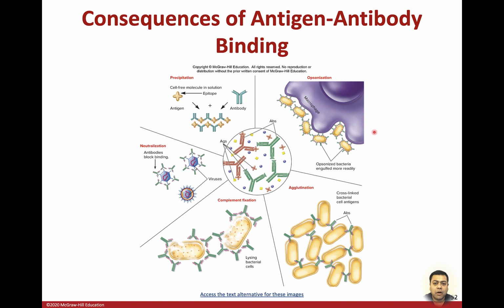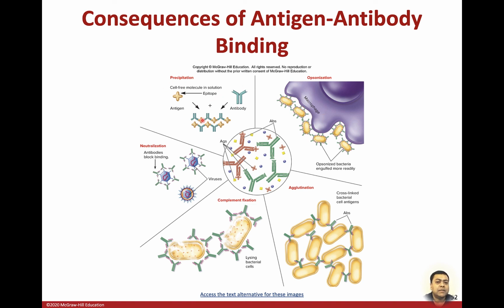So let's take a look at opsonization. We already know that if a bacteria is coated by these antibodies, it helps the macrophages or the phagocytic cells to engulf those faster. These are opsonized bacteria, engulfed more readily. It will also lead to the activation of the complement pathway. That's also very important. That will lead to opsonization.